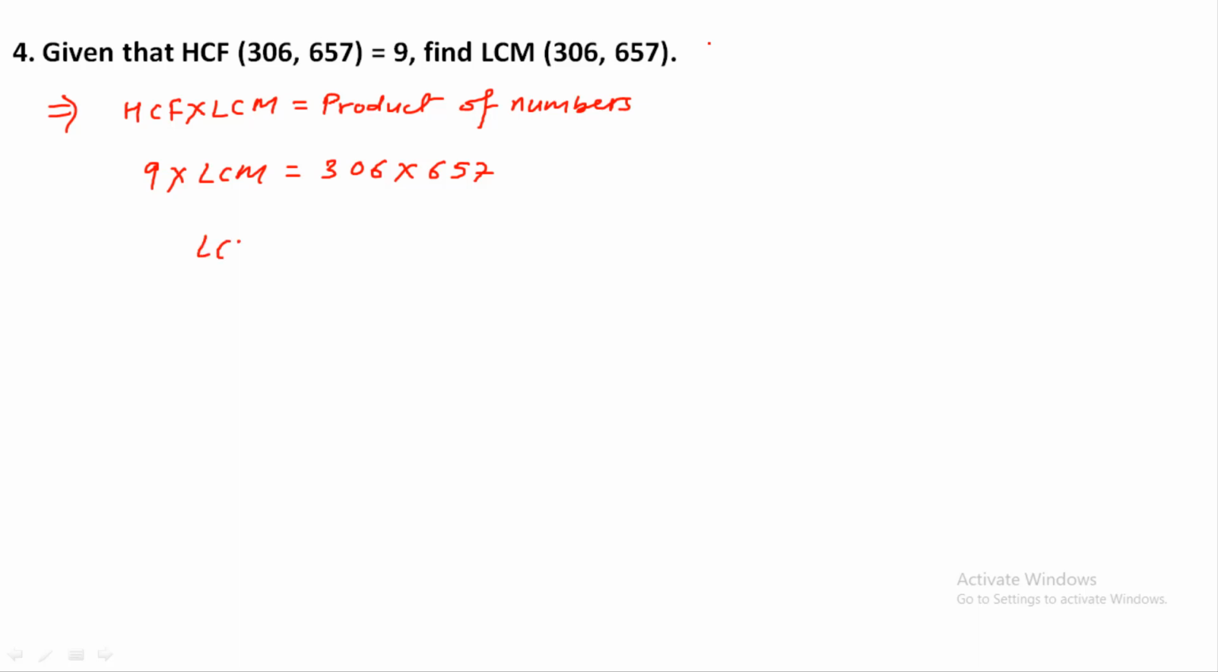So now LCM is equal to 306 into 657 upon 9. So when we solve this, this can be cancelled by 9, once 9, and 306 को जब हम cancel करेंगे तो 9 we get here 34. So when we multiply 657 and 34, then we get 22,338. Clear? And this is the answer.